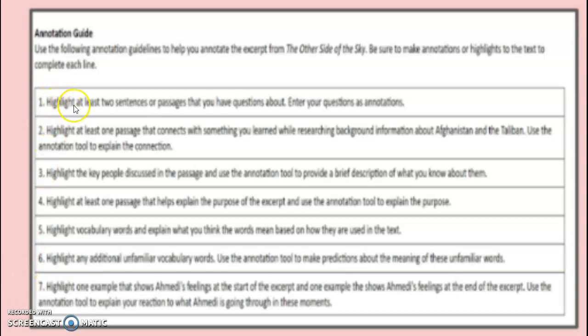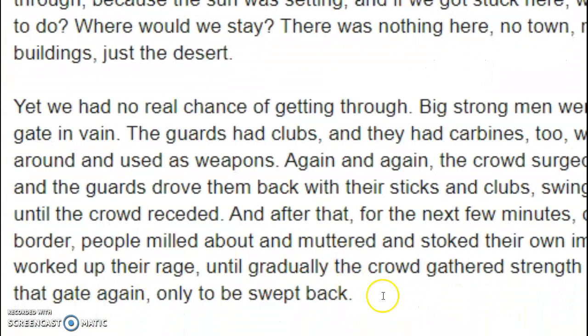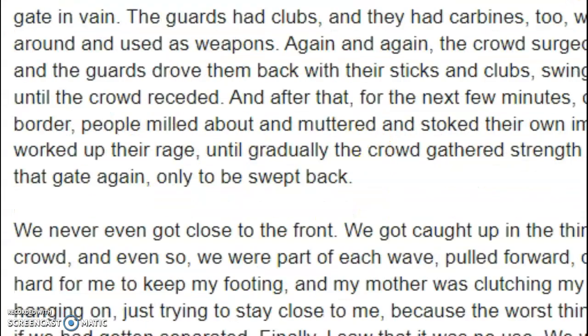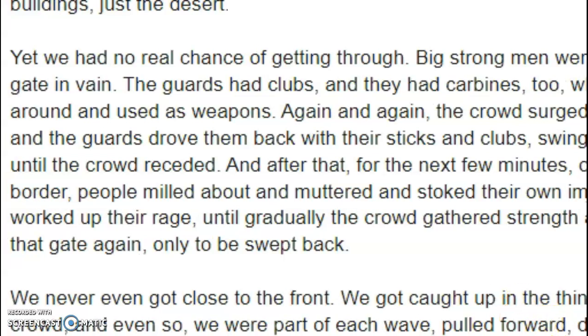So the first one is: highlight at least 2 sentences or passages that you have questions about. Enter your questions as annotations. Please remember that annotations are not just highlighting. Annotations are small marks or notes that you will leave in the margins so that you know what it was that stopped you while you were reading, or what is some critical information. So for example, let's do the first one, a passage that we have questions about. I'm going to read just a little portion of it, and then we're going to mark it up.